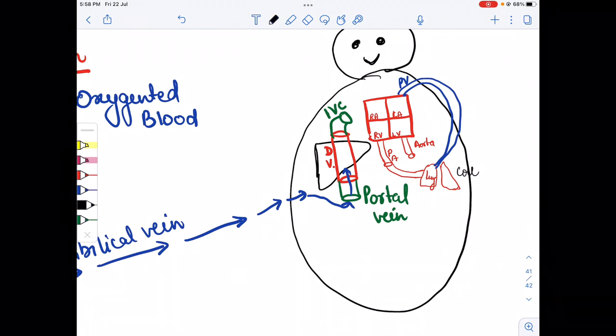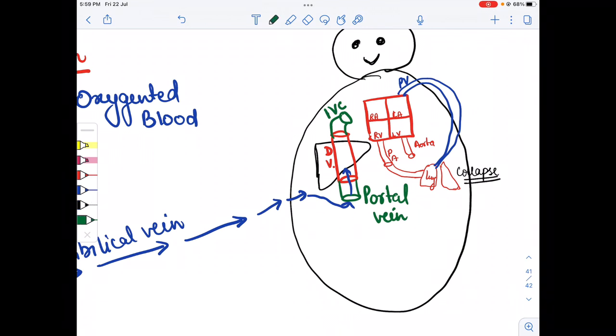In the fetus, the lungs are in the collapsed form. Please remember that lungs are collapsed in the fetus. They are not working, they are not functional. Lungs not being functional means the blood is not going to reach the lungs. So now how does it work?